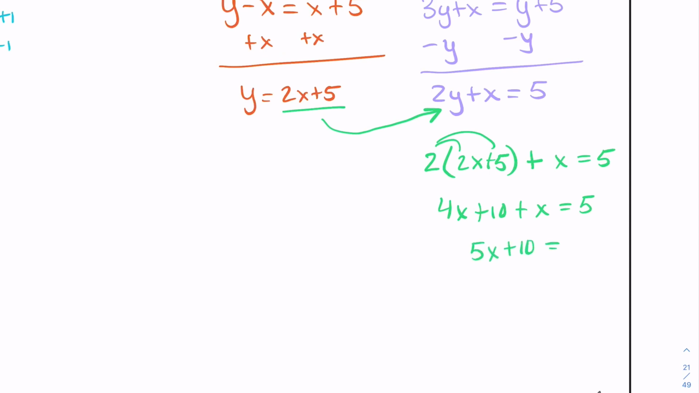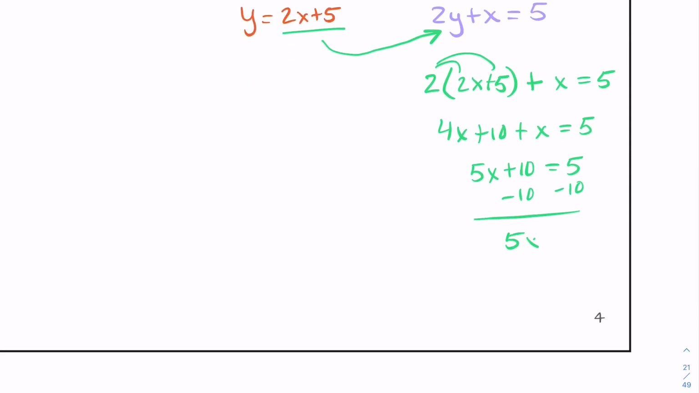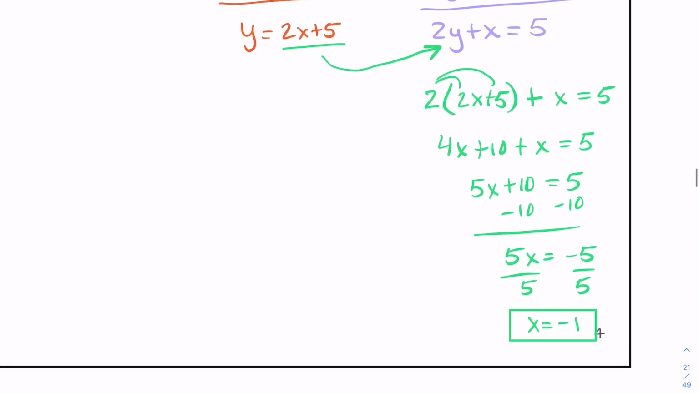I'm going to combine like terms. I'll take 10 away from both sides. I get 5x equals negative 5. Divide both sides by 5. x equals negative 1. Feel free to rewind the video and watch it a couple times. I'm just trying to save time. If you can follow it, great. If not, you can replay it. So x is equal to negative 1.